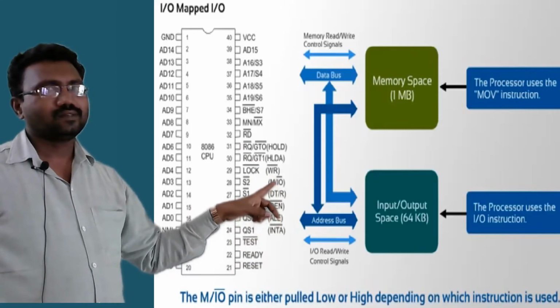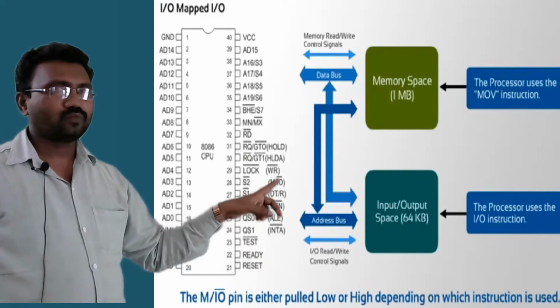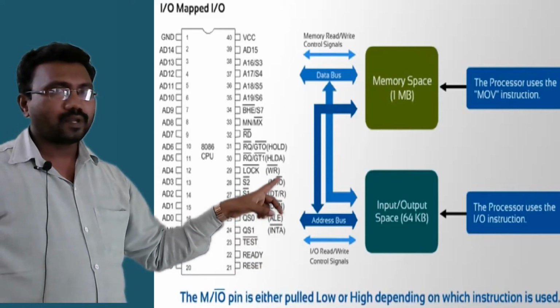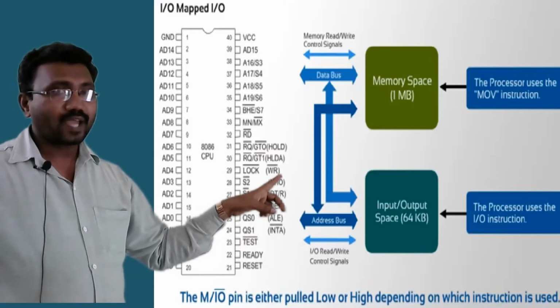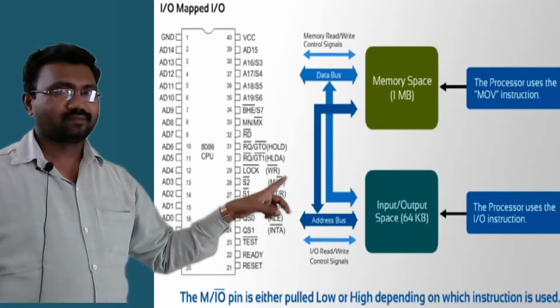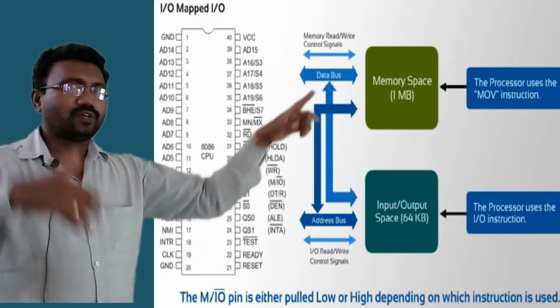If this pin is 0, the processor wants to perform input output operations, that is, it wants to access I/O devices. Is it clear? If it is 1, the processor wants to access main memory locations.